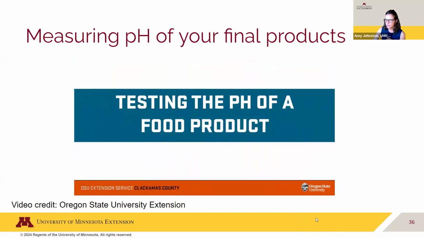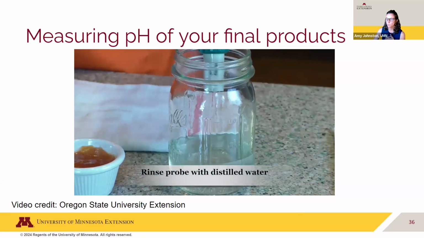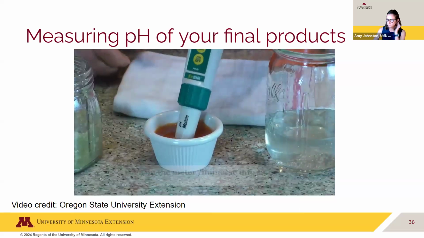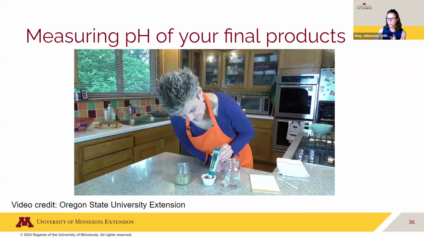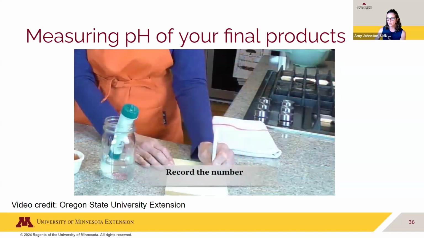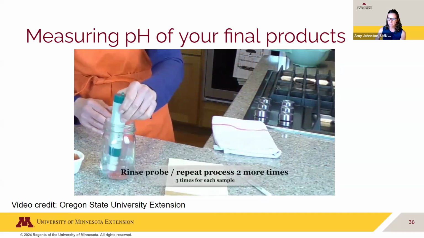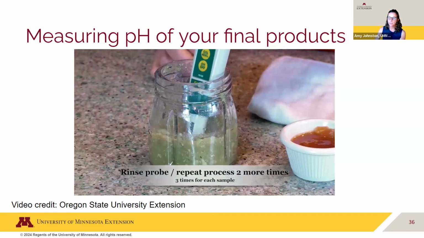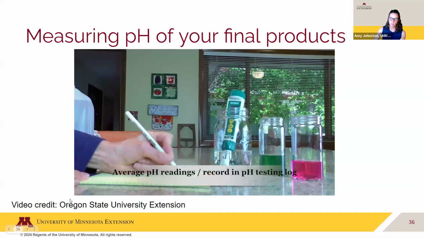And then for testing of the food product, you'll rinse your probe. This is after you've calibrated. You'll dip your probe into your food until you get the final message. Record that number, and you want to repeat at least 2 to 3 times, and then you'll take an average of that pH, and it should be at that 4.6 or below.